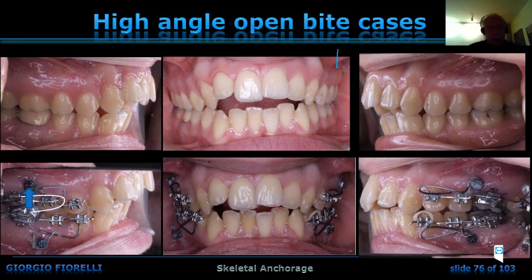Actually, I have a presentation with the whole case, but here we are seeing just this little part. You see the intrusion brings a closure of the bite, so the open bite becomes less open. But I really like to stress that I don't place any bracket in the anterior. So what you see as a closure of the open bite is just a rotation of the mandible, because we have no brackets in the anterior.